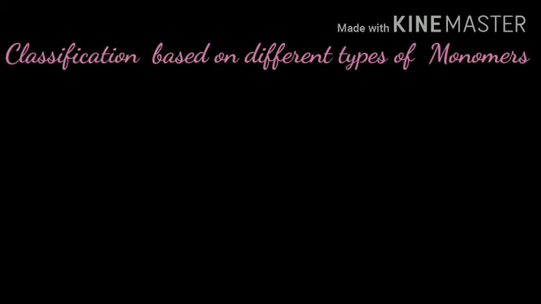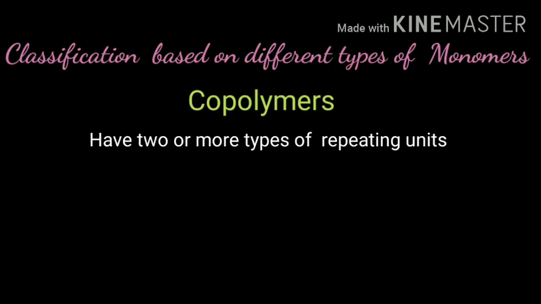Next are copolymers. These are the polymers which are going to have two or more types of repeating units. Hence, they are formed by the polymerization of two or more different types of monomers. Examples of copolymers are Buna S and Buna N. Last is the classification of polymers based on biodegradability.